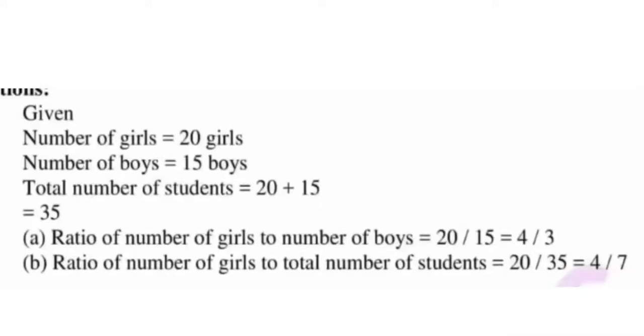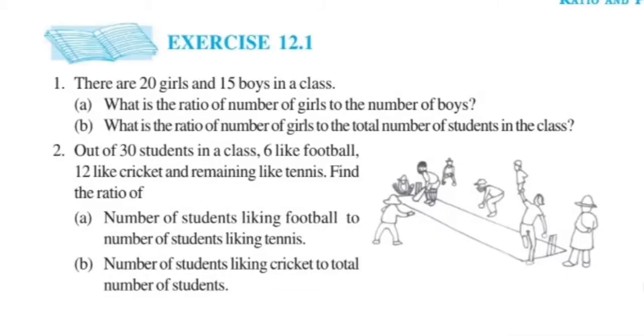So in the first one, we have to find the ratio of number of girls to the number of boys. So number of girls are 20 upon boys are 15. So it will come 20 upon 15. And when we will simplify, so it will come 4 upon 3 means 4:3. Number B, here we have to find the ratio of number of girls to the total number of students. So number of girls are 20 and the total number of students are 35. Now when we will solve it, so it will come 4 upon 7. Answer is 4:7.